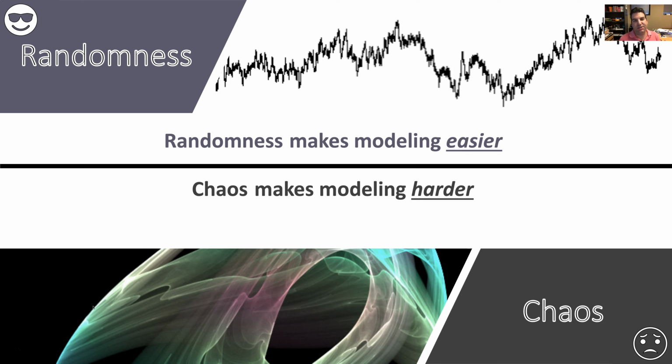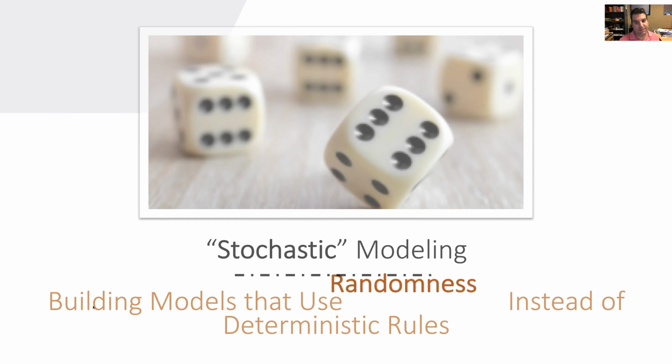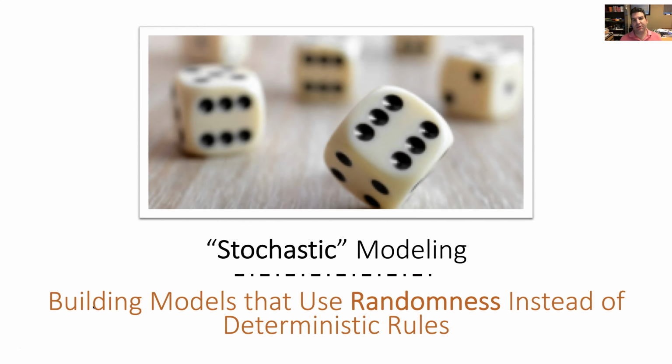We will get into chaos in the other videos of this lecture, but this particular part focuses on randomness. When we talk about using randomness in models, we move into the area of something called stochastic modeling. The term stochastic generally refers to building models that use randomness instead of deterministic rules.